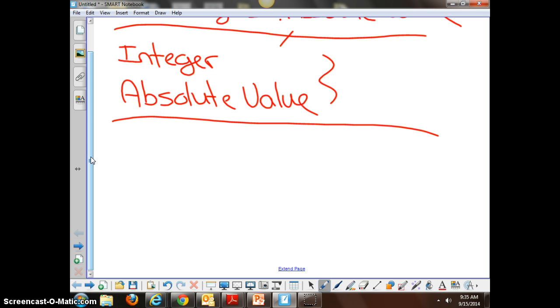Some examples. Once you understand the definition, so if you don't understand the definitions of an integer and especially absolute value, pause right now, go back, reread what an absolute value is, reread what an integer is. When you get items like this, I'm going to do an example here.